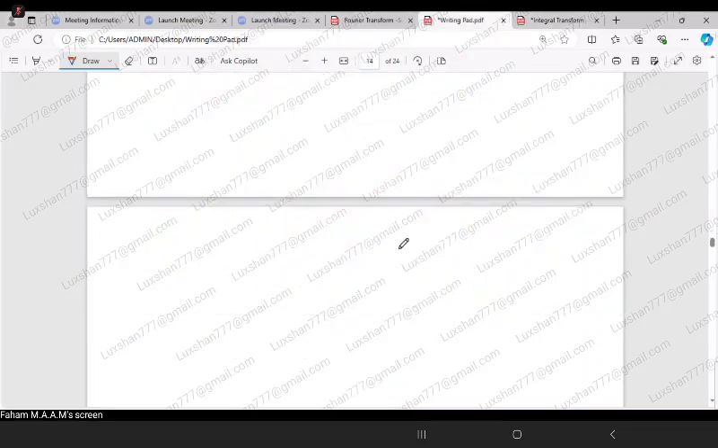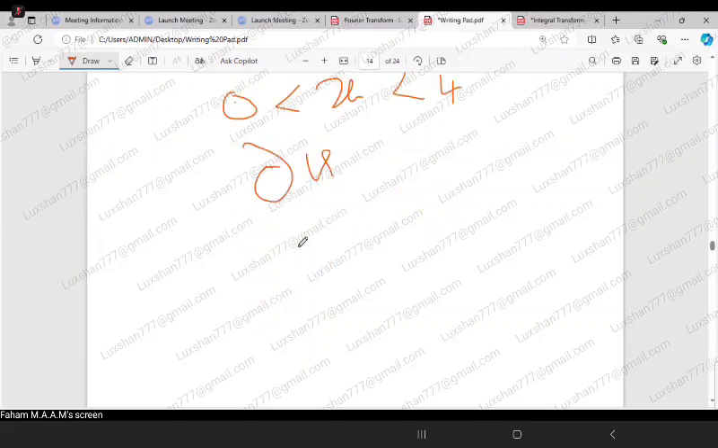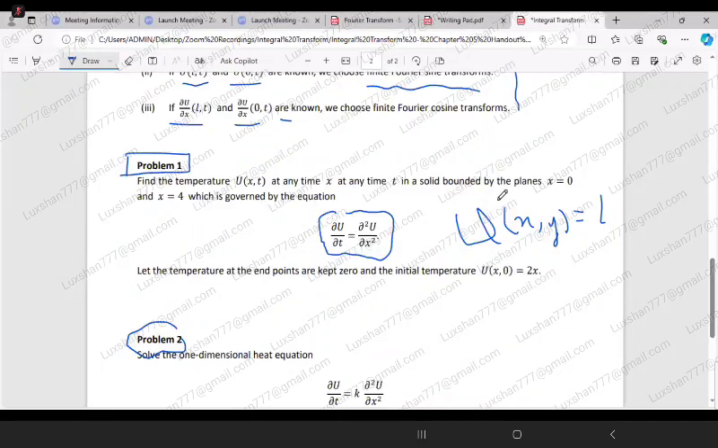The range of x is 0 to 4. The partial differential equation we are given is ∂u/∂t = ∂²u/∂x². In addition, the temperature at the endpoints is kept 0. What do we mean by endpoints? The planes x = 0 and x = 4.